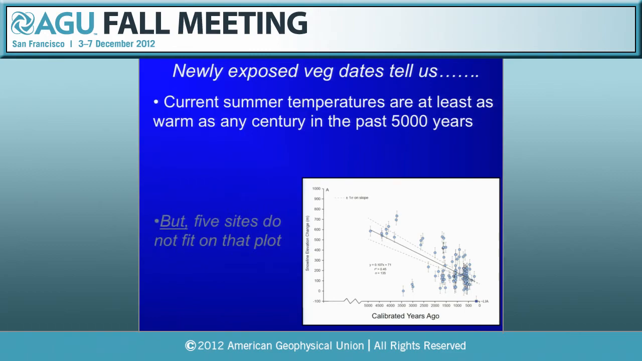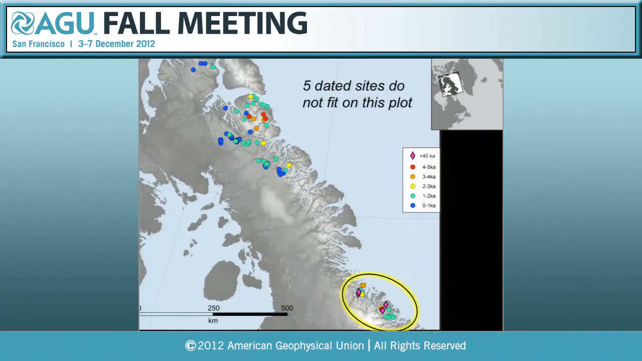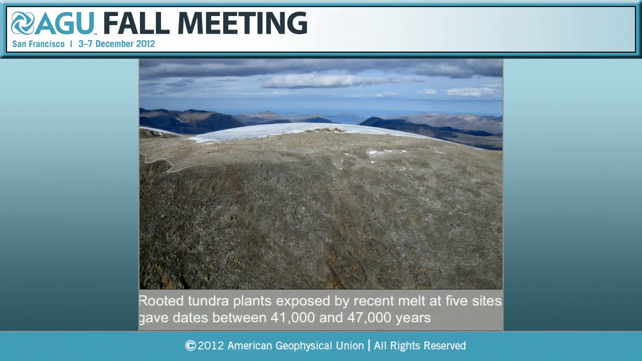But there's five sites that do not fit onto that plot, and these are the more interesting ones. These sites come from the southern region down here. They're these sort of purply diamonds. They're about 100 kilometers range in the site occurrences, so they cover a pretty wide area. All of them come from these little tiny mountaintop ice caps, and I've outlined in white here the vegetation trim line. That's the maximum extent of that little ice cap in the Little Ice Age.